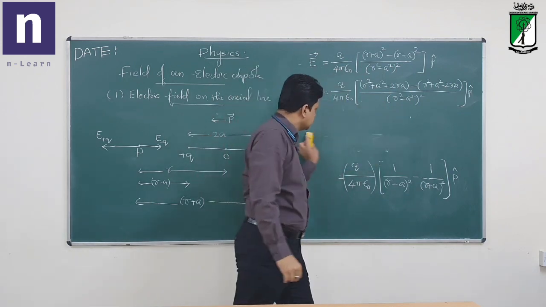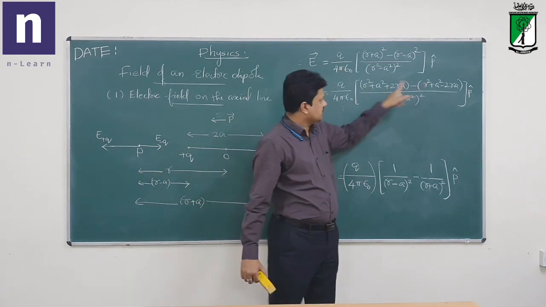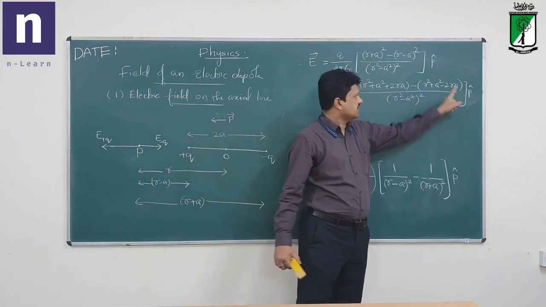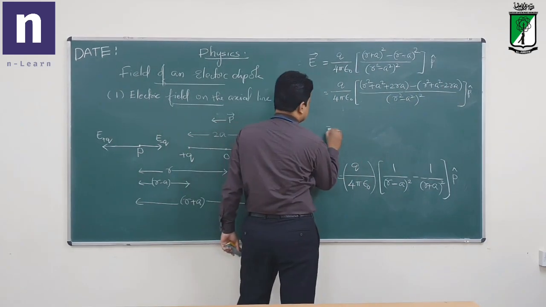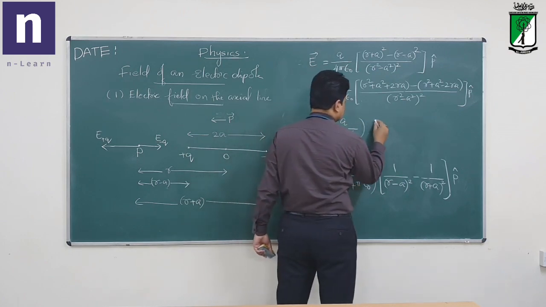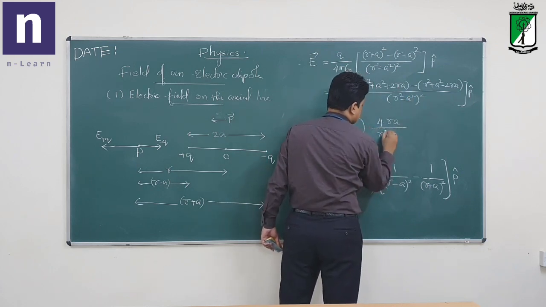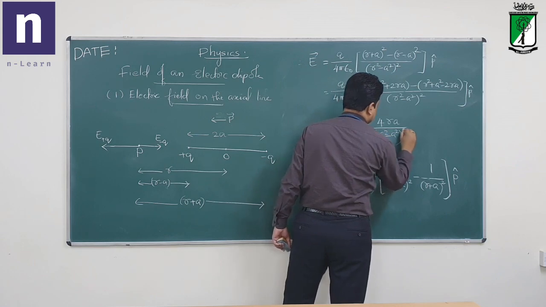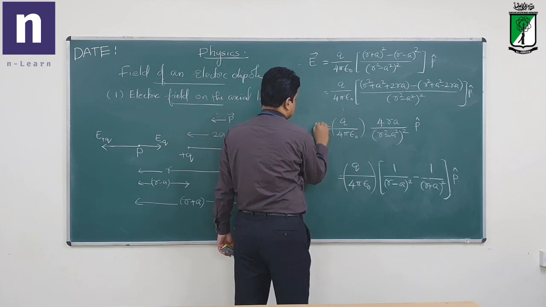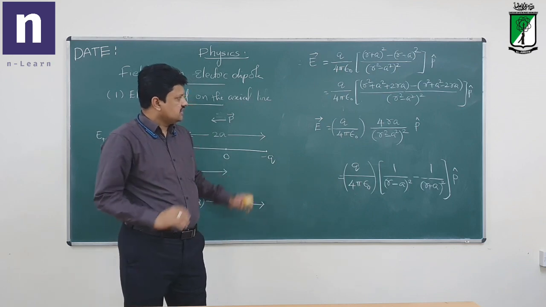Now let me just remove this. Now, of course, r square minus r square cancels, a square minus a square cancels, plus 2ra minus of minus 2ra, which is 4ra. So let me just put that here. Q divided by 4 pi epsilon naught into 4ra divided by r square minus a square whole square, into, of course, p cap. This is E. Now this is the net field.